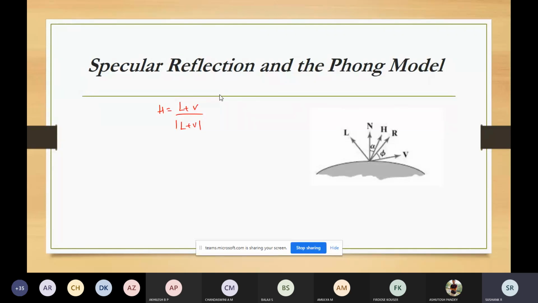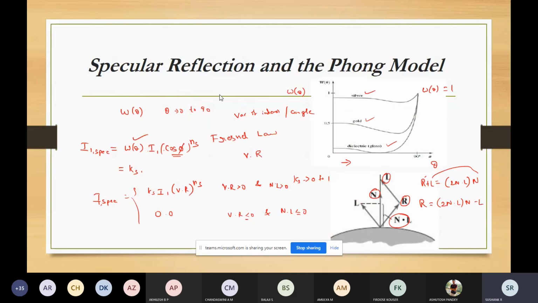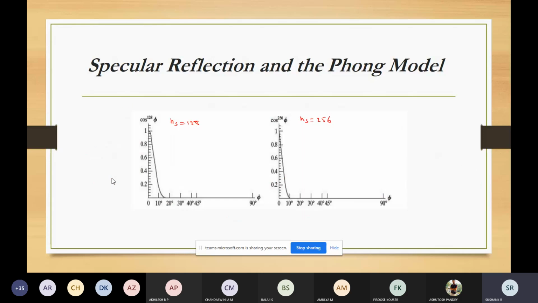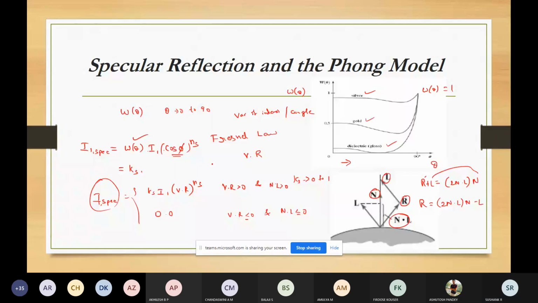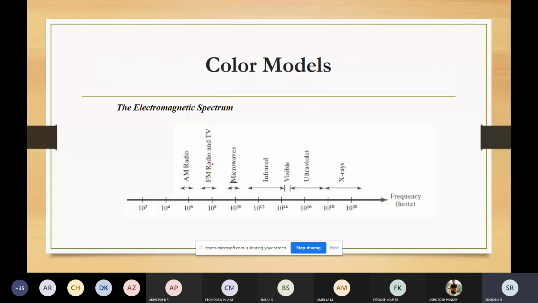So this is regarding the specular reflection. Here the main thing is you should know how to derive this equation, and the effect of n on this reflection angle. So this is regarding the specular reflection model, or we'll call it the Phong model.